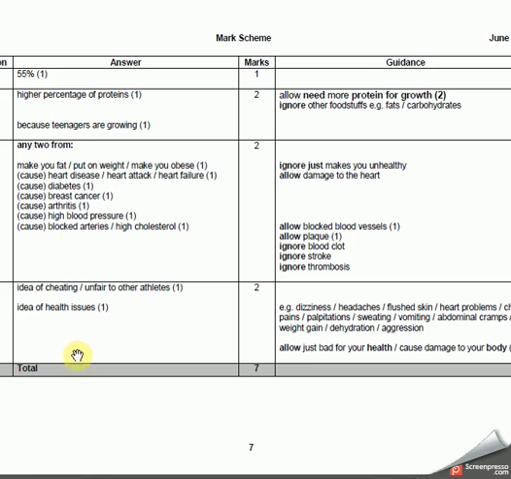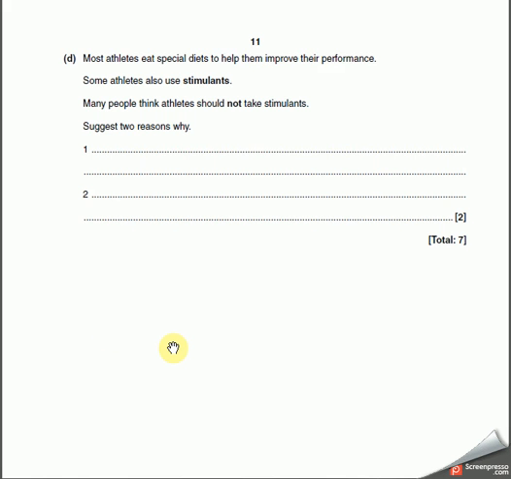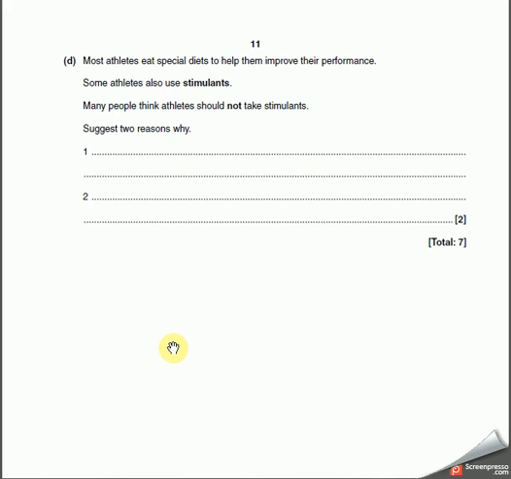So what does the actual mark scheme tell us? Idea of cheating, unfair to other athletes, literally what we said. Idea of health issues, so a stimulant making the heartbeat faster, so dizziness, headaches, that kind of thing. Alright, that was simple enough. Okay, and that was the end of the biology.